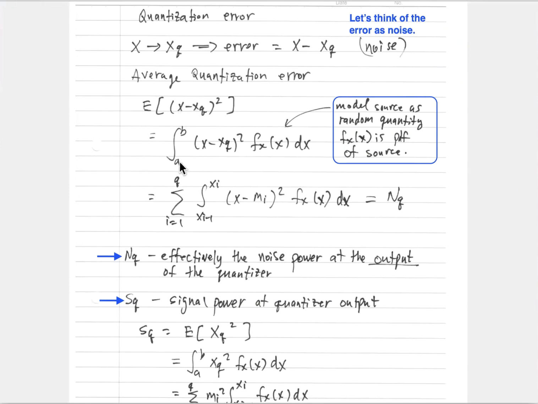X is defined from A to B. This is the value I want to average, and this is the PDF of X. This is just a standard application of the definition of expected value, and then I'm going to just plug in.